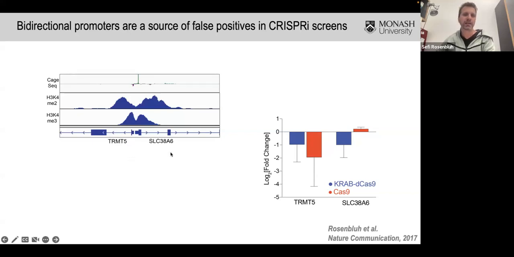About 10% of the genes in the human genome have this kind of structure in which you have two genes that shoot in two opposite directions. And if you target CRISPR-I to this promoter right here, it'll simultaneously suppress both genes. That's why if you use CRISPR-I here, for these two genes, it'll look like both of these genes are essential for cell proliferation, although when you use CRISPR knockout, you could actually see that only one of them is essential. And that is a major issue that we find with CRISPR-I.